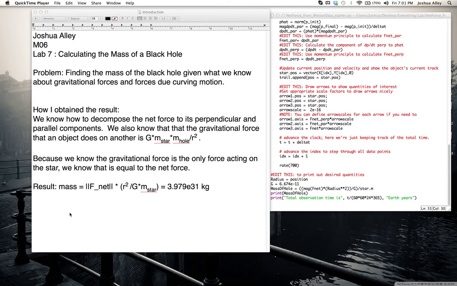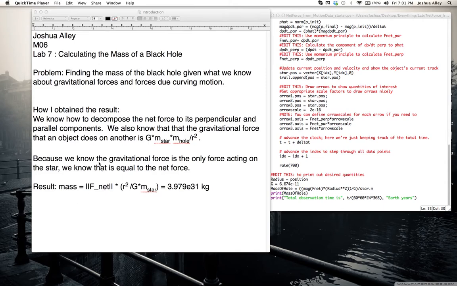Calculating the mass of a black hole. The problem is to find the mass of a black hole given what we know about the gravitational forces and the forces due to curve and motion. I obtained this result by equating that net force to the force due to the gravitational pull of the black hole on the star, because there is no other force acting on the object.